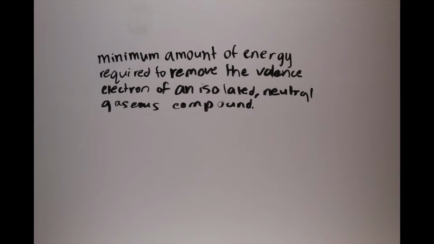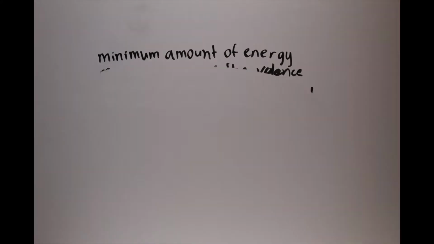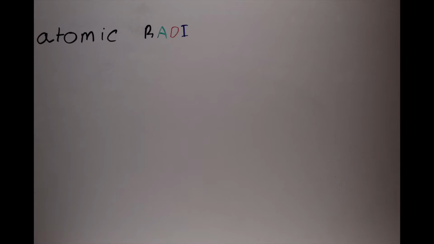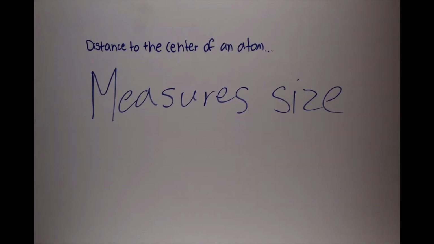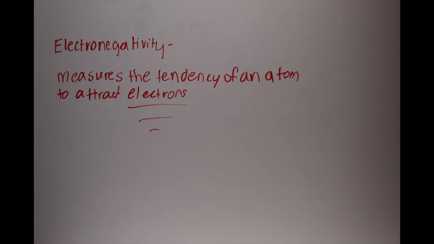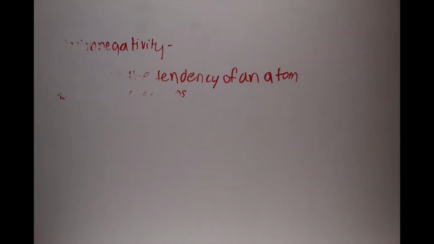First, let's discuss ionization energy, which is the minimum amount of energy required to remove the valence electron of an isolated neutral gaseous compound. The second is atomic radius, which measures the distance to the center of an atom. Finally, electronegativity, which measures the tendency of an atom to attract electrons.